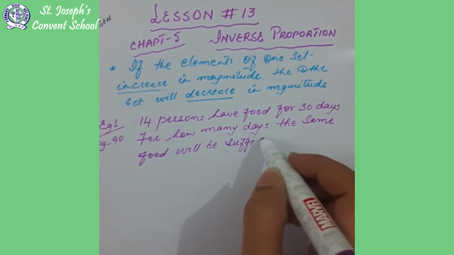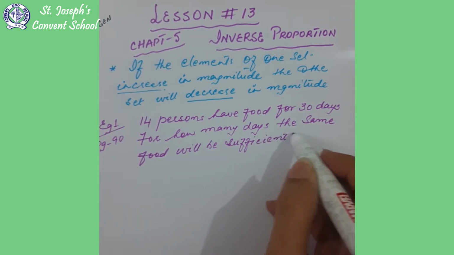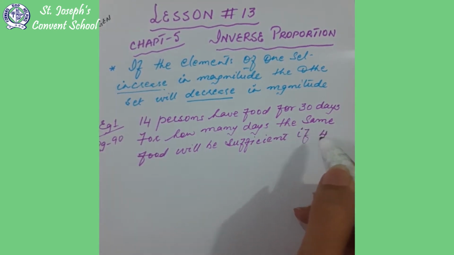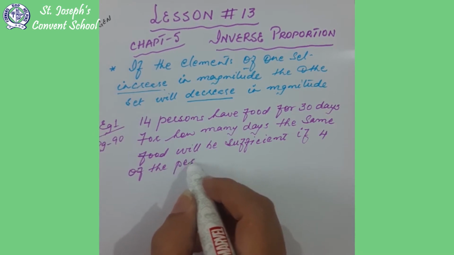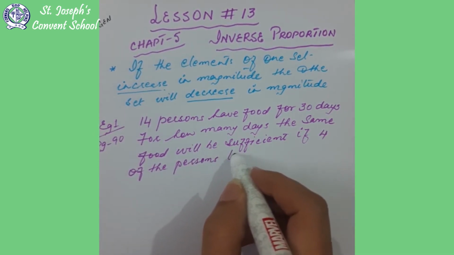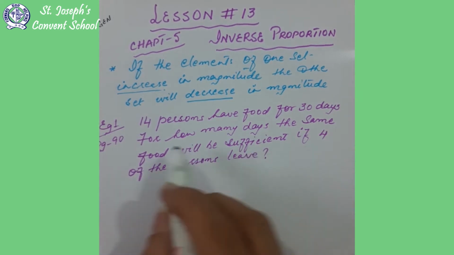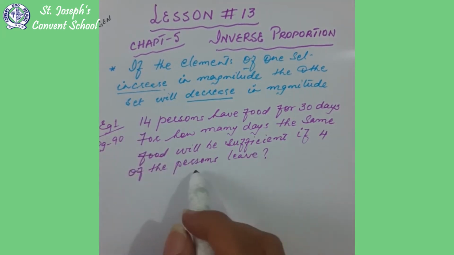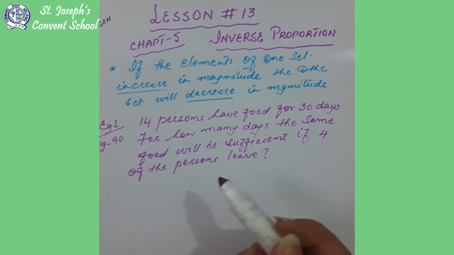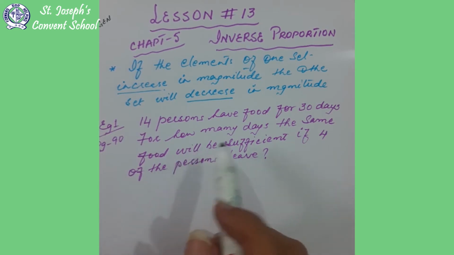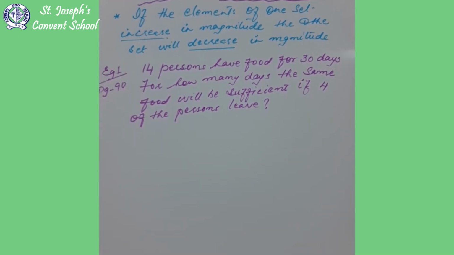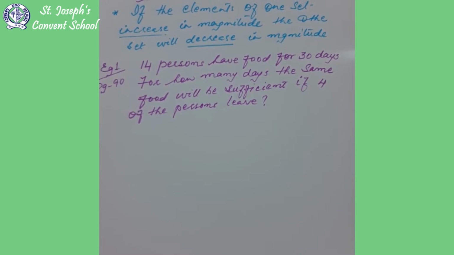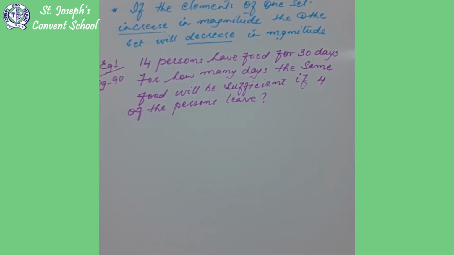Okay, for how many days the same food will be sufficient if 4 of the persons leave. It means that there were 14 persons, and when 4 persons leave, it will become 10 persons. So for how many days will the same food be sufficient? Okay, so this we are going to find. So number of persons and number of days are the two sets. Okay, let me do the solution.